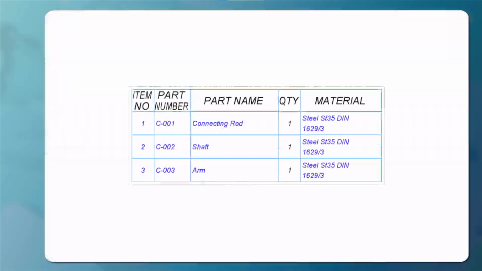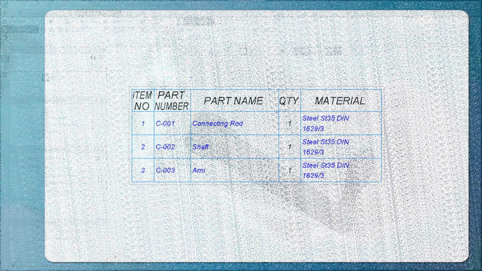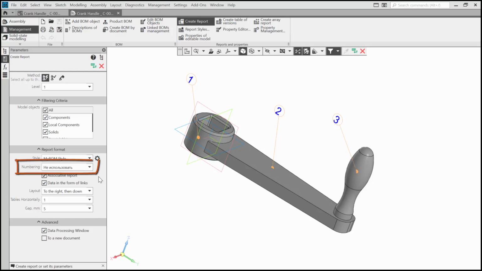In this video, we'll finish creating the report and test how it works. We don't need to number report tables. Turn on the Associative Report option because you are creating the report linked to the assembly. Data in the form of links is enabled because the bill of materials data needs to be linked to assembly parameters. Leave the following settings as default.